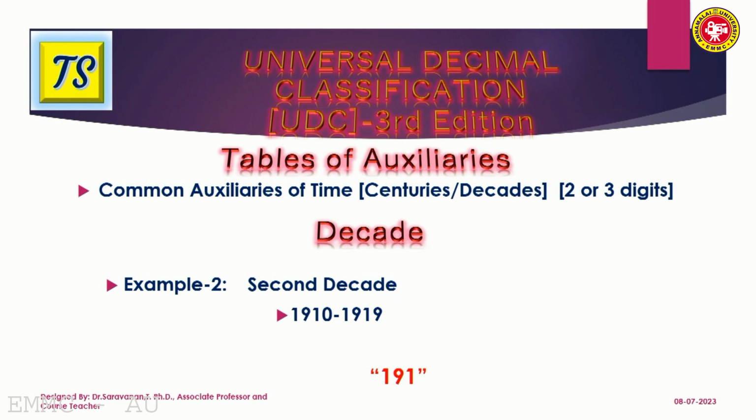Since notations are shorthand signs, the length needs to be reduced. That is the purpose of using an artificial notational system. The third is another example, 1930 to 1939. So as per the instruction, transfer the first 3 digits, 193.